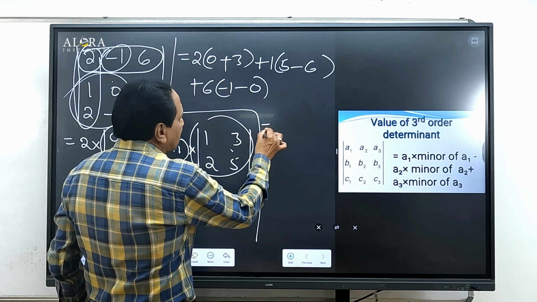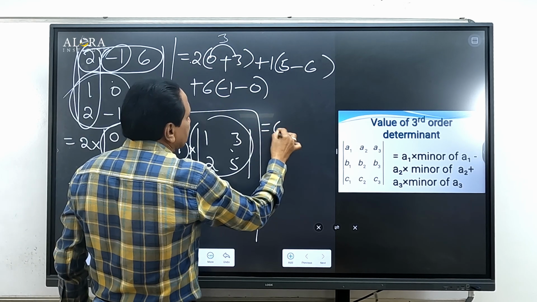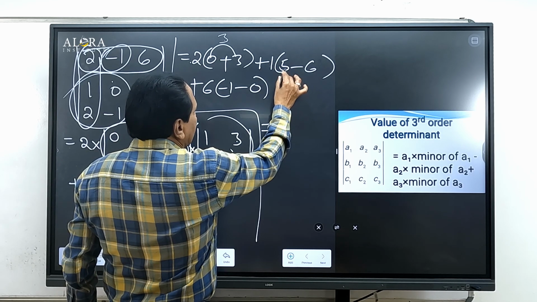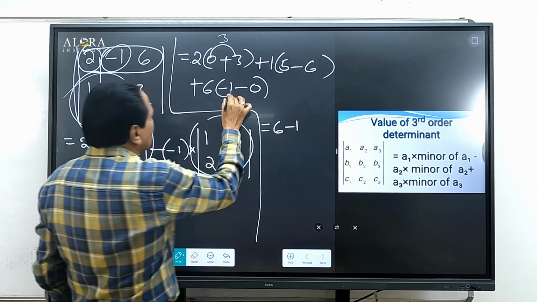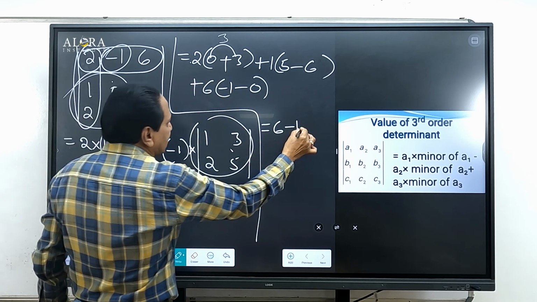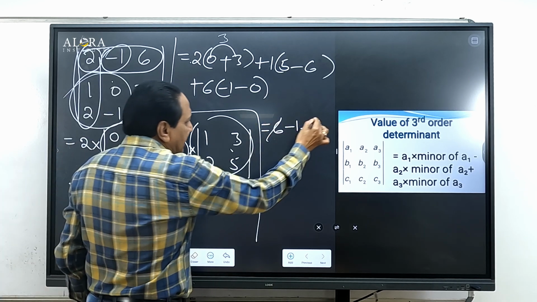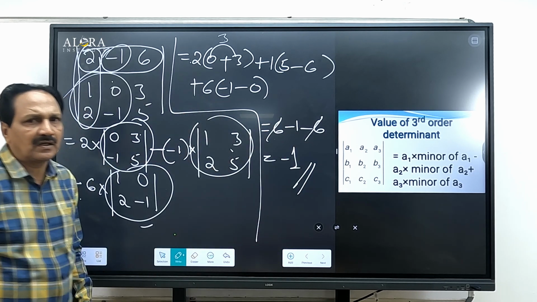Next, the simplification continues. 0 plus 3, 3. 3 into 2, 6. Will be alright. Next, 1 is there. 5 minus 6, minus 1. Minus 1 into plus 1, that is minus 1. Third one, minus 1, minus 0, that is minus 1. Minus into plus, minus. And 1 into 6, that is 6. Plus 6 and minus 6 will get cancelled. And the final answer is minus 1.